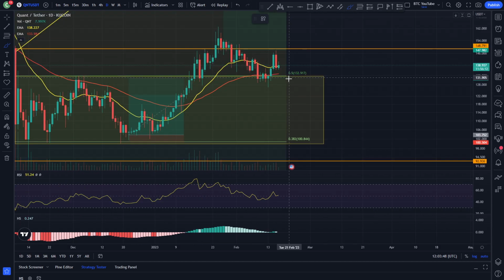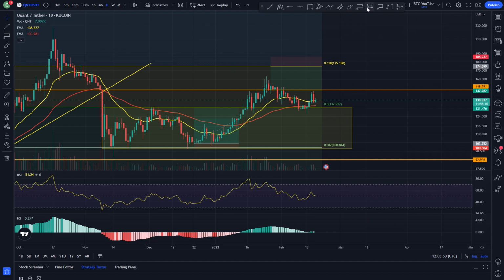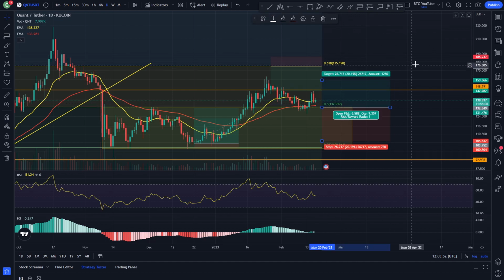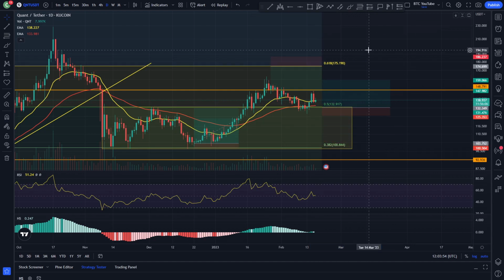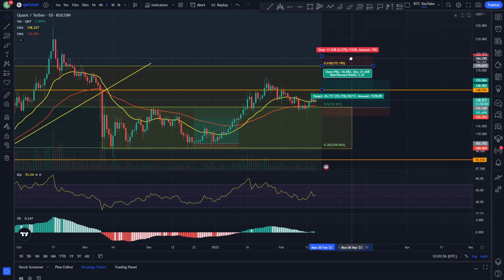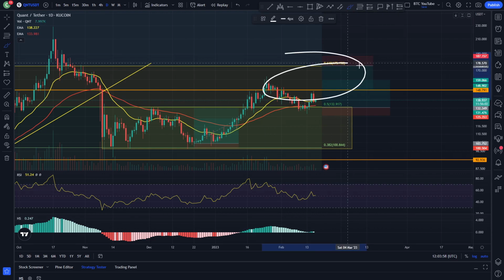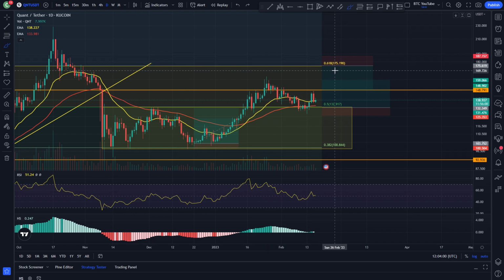As always, I will be looking to maybe put a long position in on the 0.50 here if we retrace to this level, and if we do head up to that 0.618 level, I'll probably be looking to take a short position in that area if we do see either of those levels being hit.